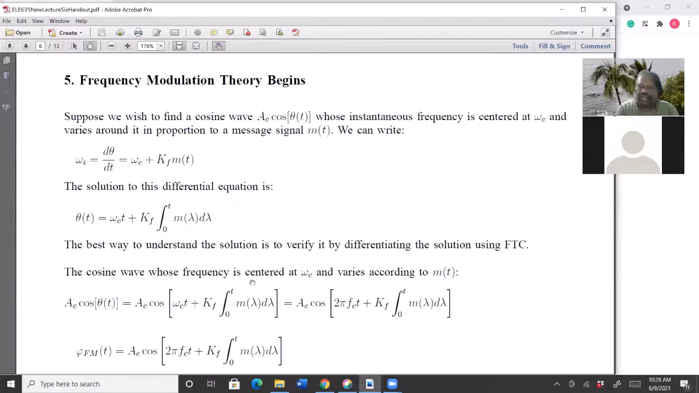Okay, now we come to proper frequency modulation theory. So take a deep breath. If you have coffee or tea, please take a sip.